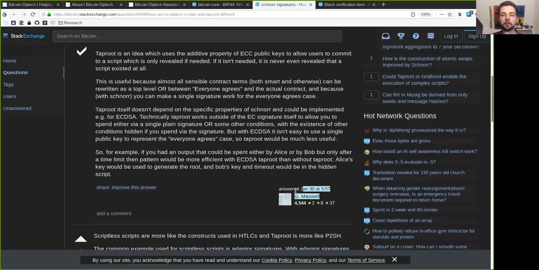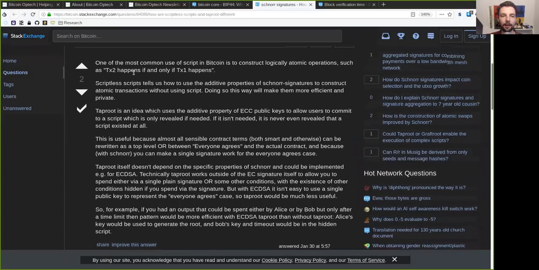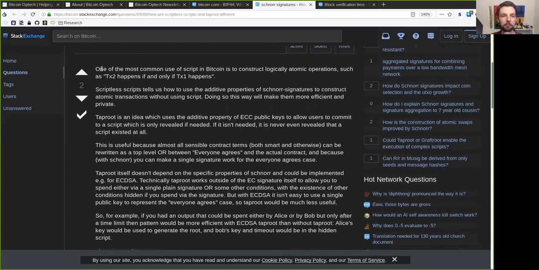The first answer here is by the one and only G-Max, who, as far as I know, has invented both Taproot and Graftroot. One of the most common uses of script in Bitcoin is to construct logically atomic operations, such as TX2 happens if and only if TX1 happens. Scriptless script tells us how to use the additive properties of Schnorr signatures to construct atomic transactions without using script. Doing it this way will make them more efficient and private.